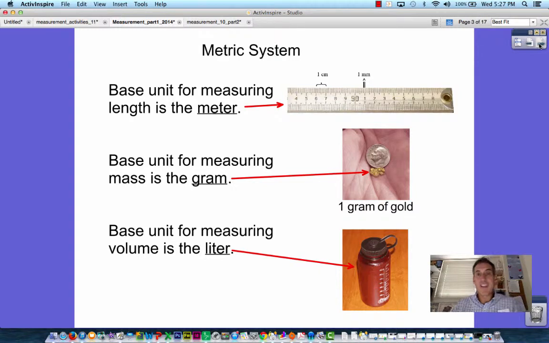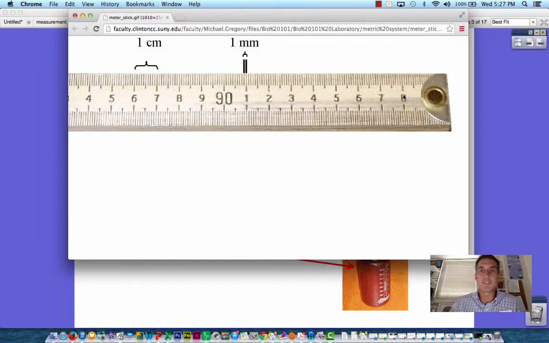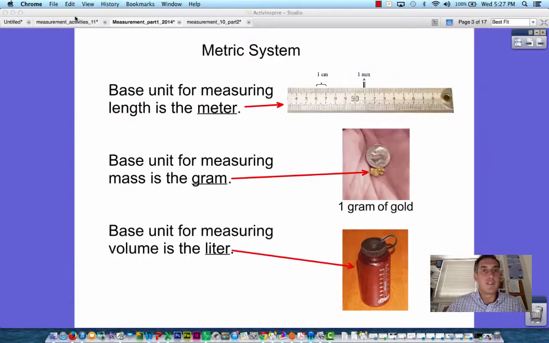The base unit for measuring length, which can also include width and height, is the meter. And of course, we have and use a meter stick in the science lab, and here's a closer look at our meter stick. It has 100 centimeters, and those are these guys right here, and it has 1,000 millimeters in a meter stick. We'll take a closer look at what those prefixes mean in just a minute.